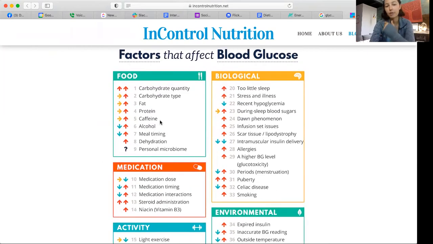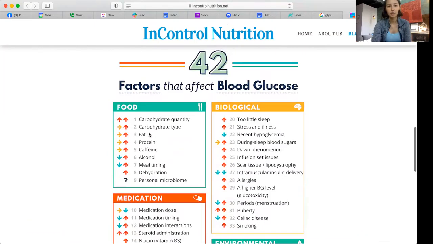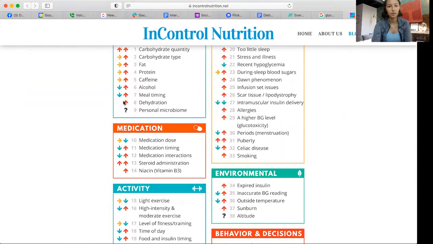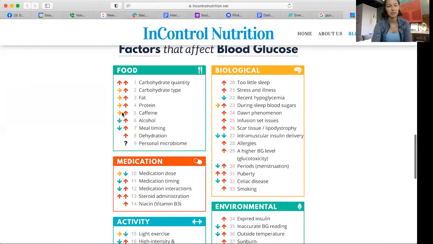I'm not going to read you all of them, but obviously food is going to be a big one. The carb quantity, the carb type, like we just talked about, fat, protein, caffeine. I don't actually know what all the different arrows mean, but I'm guessing it means it goes up or stays the same. Alcohol, blood sugar is going up. Why is that? Remember, when we are consuming alcohol, the liver's number one priority is removing alcohol from the system. So blood sugar management, which is part of the liver's job, is put on the back burner.